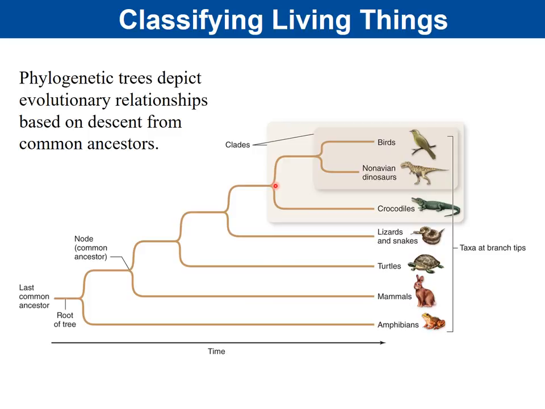indicates a common ancestor. And so if you're looking in terms of time, if you go back further in time, they have a common ancestor with the crocodiles. And then those branch here from the lizards and the snakes. Here are the turtles, the mammals, and the amphibians. And so notice that the amphibians are the least related from the birds. They diverged the farthest back in the history of time, whereas birds and dinosaurs are very closely related, right? They diverged into separate species more recently.